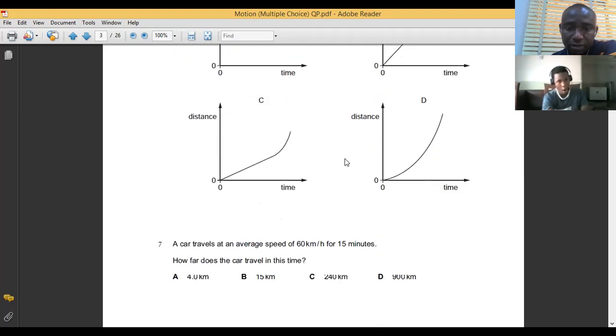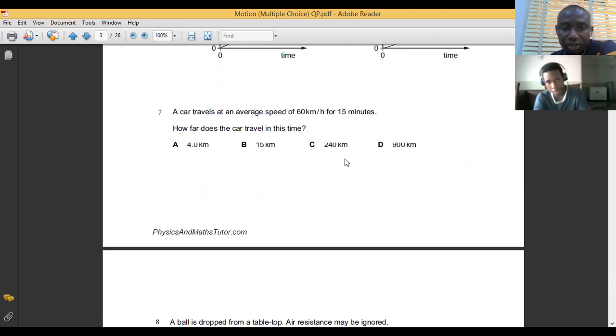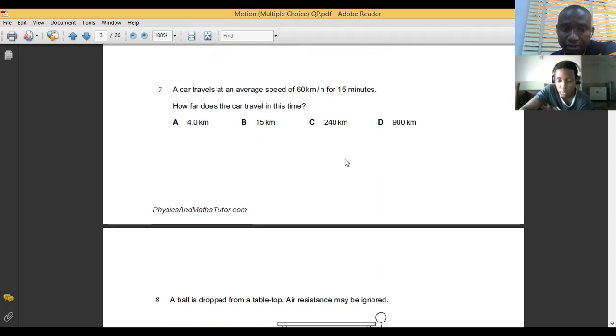Then 7. A car travels at an average speed of 60 kilometers per hour for 15 minutes. How far does the car travel in this time? D. 15 kilometers? Yes. Okay, correct.